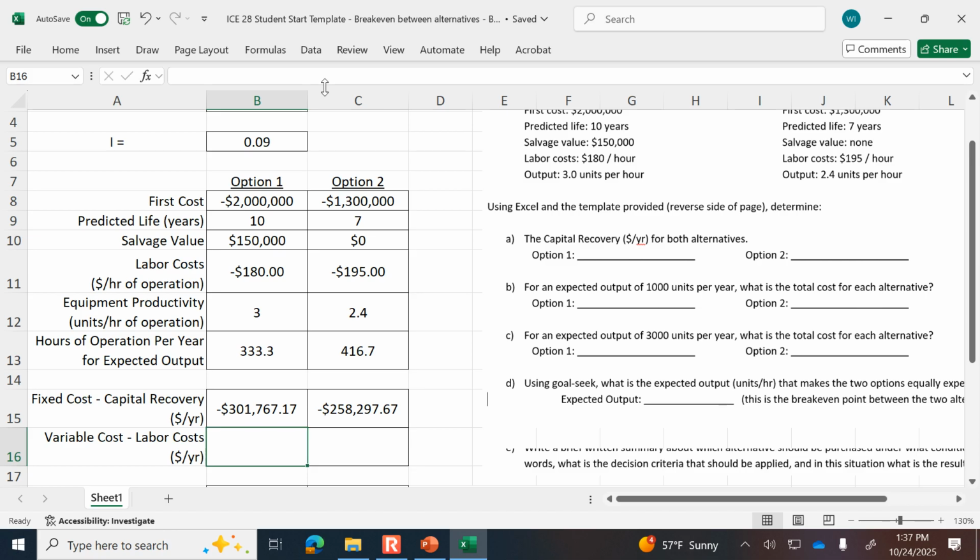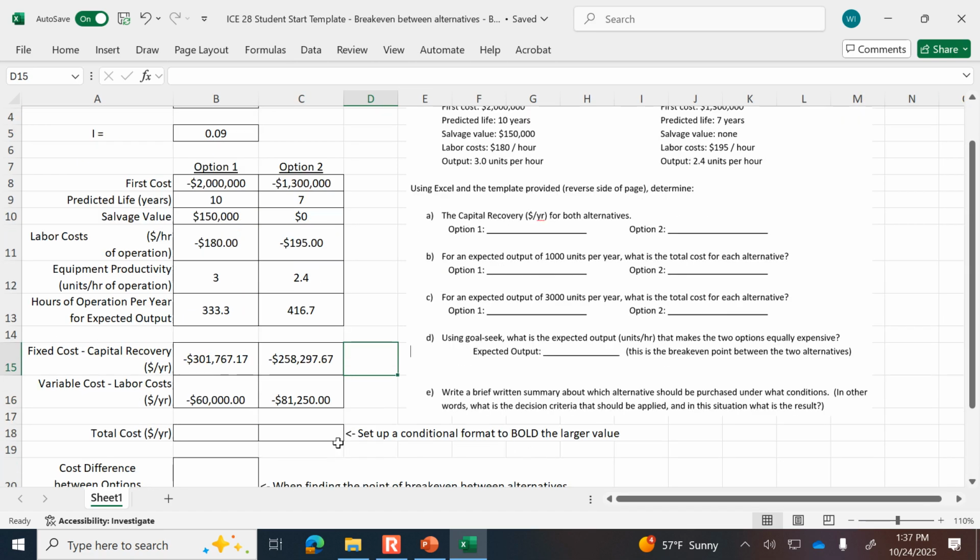All right. Now, variable cost. So this is just dollars per hour of labor and how many hours per year it's running. So dollars per hour multiplied by hours per year tells us dollars per year in the variable costs. Okay, so then the total cost would be the two added together.